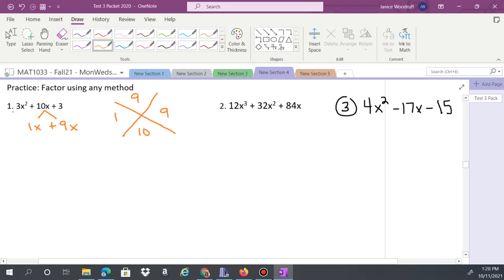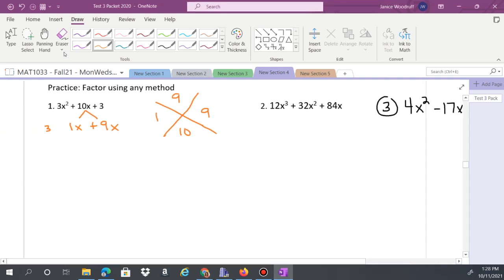All right, then we bring down the 3x squared and the plus 3. Then we will split down the middle. What can I take out of the left side?